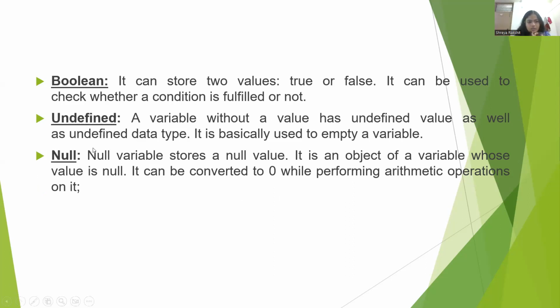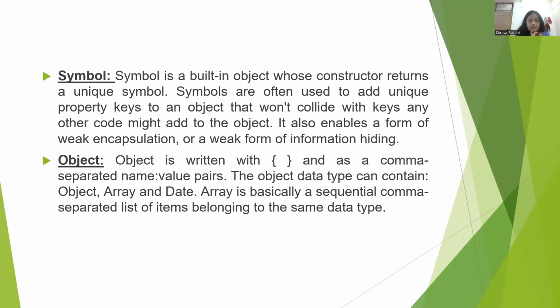We'll see the next two data types together, undefined and null. Undefined means a variable without a value, and null means the variable stores a null value. When we declare a variable but don't initialize it, it contains an undefined value as well as the undefined data type. But a null variable has a specific data type and it contains a null value. It can be converted to 0 while performing any arithmetic operations on it.